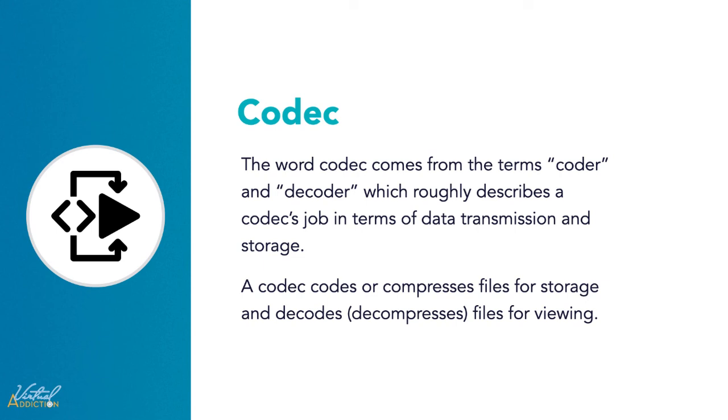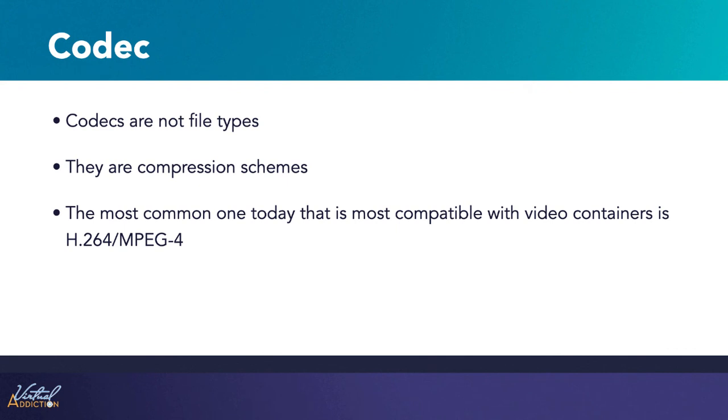Codec is a term used to describe software that can encode and decode data. As an example, an MP3 codec is used to create MP3 files from audio data. To play that MP3 file back on a computer or separate device, you'll need a codec that can decode that format. Codecs are not file types. They are simply compression schemes. The most common one that you'll find compatible with most video containers today is H.264 or MPEG-4. This is what we'll be using in our projects in this class.